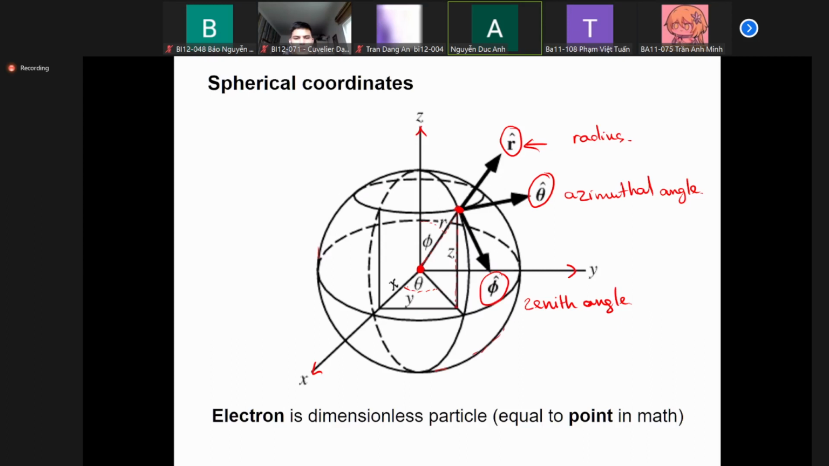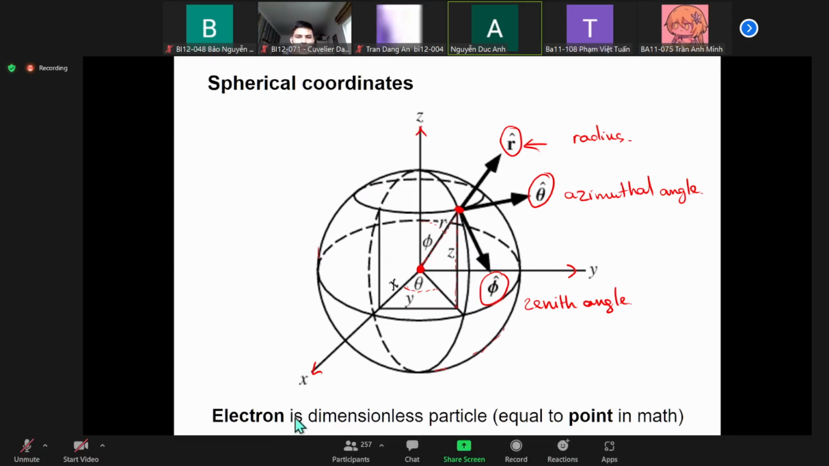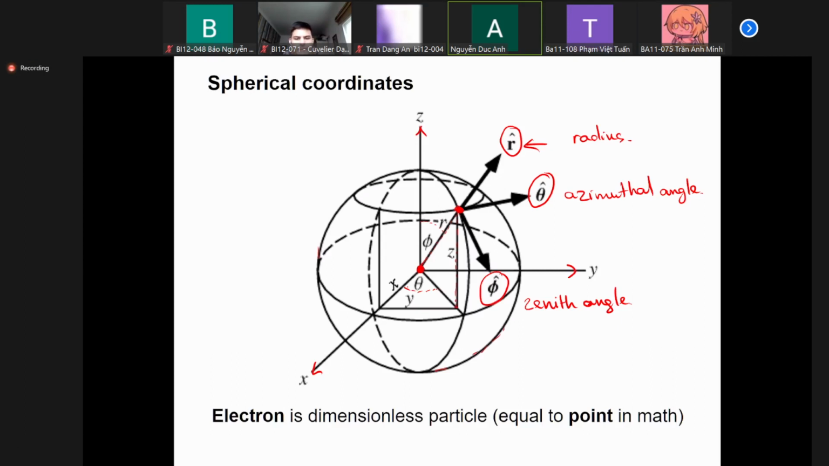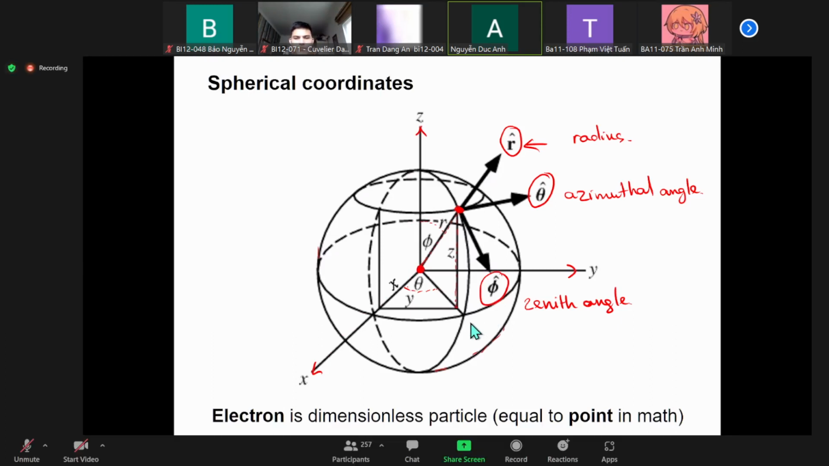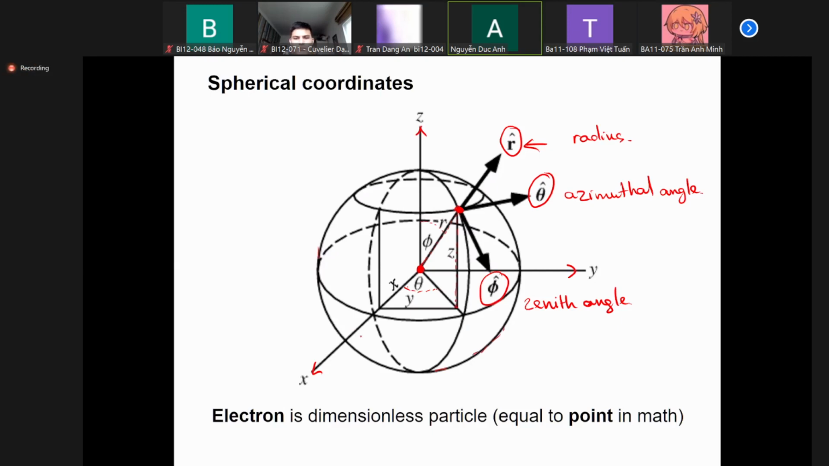Okay, so let's take a look at that and help me to remember. To represent a position in space, you can use the normal coordinate with origin and 3 axes, x, y, z, or you can use the spherical coordinate with the radius, azimuthal angle, and zenith angle. Okay, there are 3 of them.